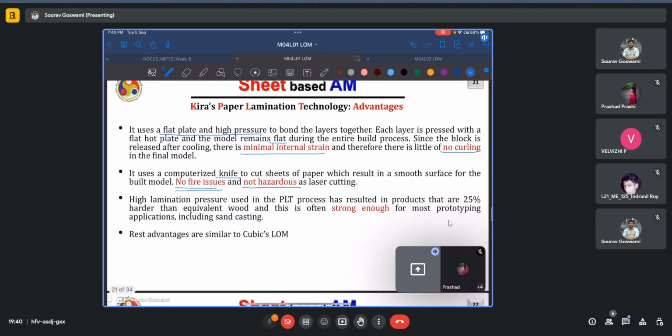And because of the very high lamination pressures which is applied by the hot plate, the products are 25% harder than equivalent wood, and they are very strong and strong enough for most prototyping processes. Rest of the advantages are similar to cubic slump.